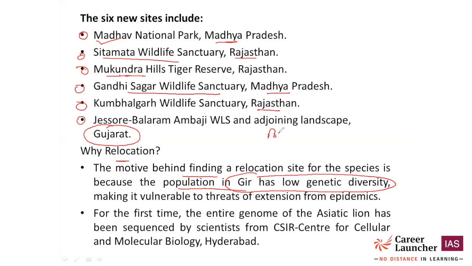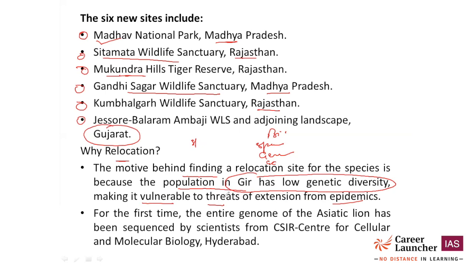You know, biodiversity is of 3 types. One is species diversity, second is genetic diversity, and third is ecosystem diversity. Genetic diversity is important to adapt to a changing climate. The climate is changing, temperature is changing, rainfall is changing, and to survive that, a species needs genetic diversity. Gir National Park has low genetic diversity, making it vulnerable to the threat of extinction from epidemics. So if any small virus spreads among the species, it will cause the population to decline. So we have to improve their genetic diversity.